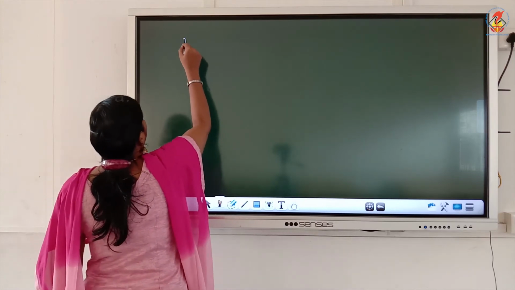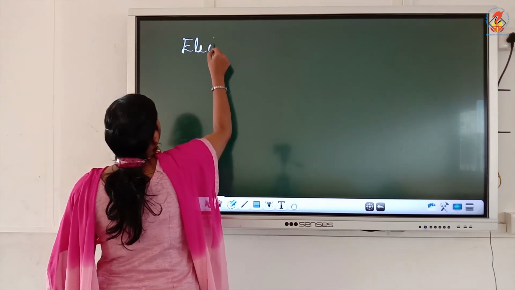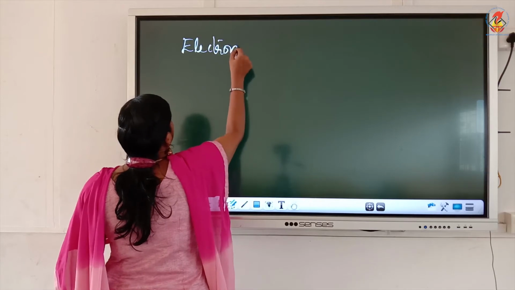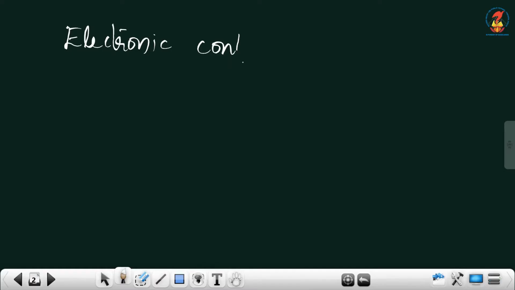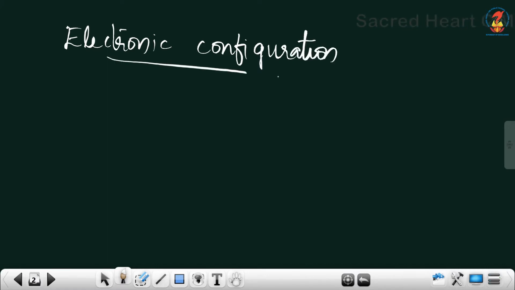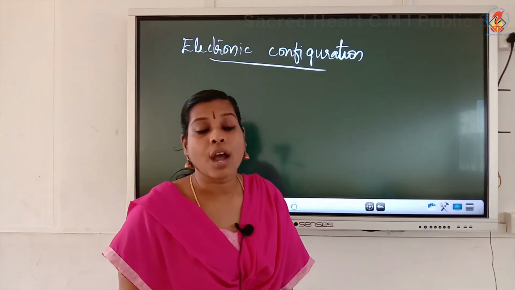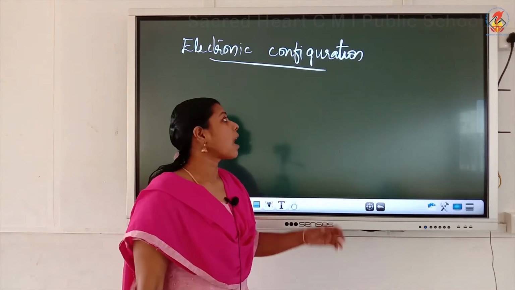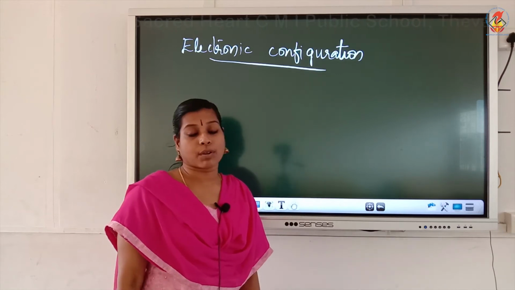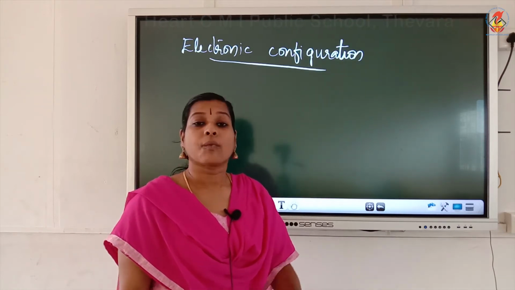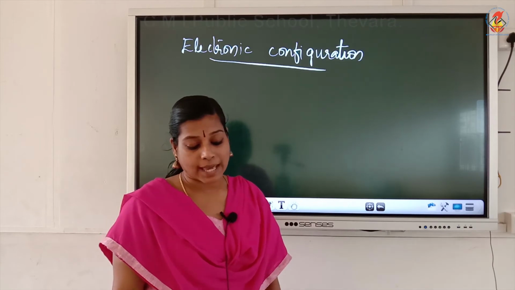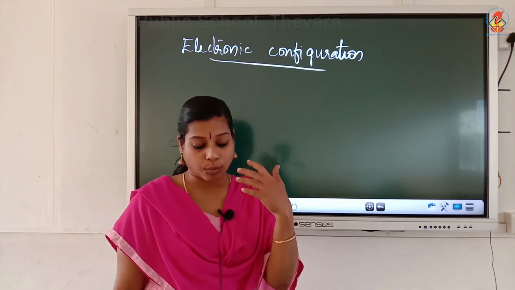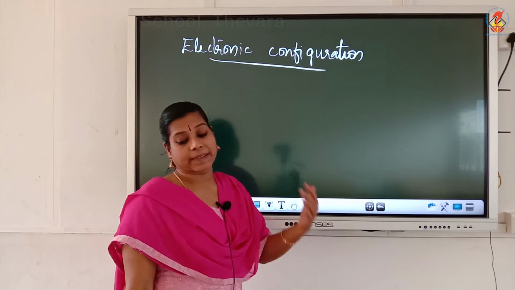The distribution of electrons in different shells is known as electronic configuration. So, how are these electrons distributed in different shells? For that, certain rules are there, and according to those rules, we have to fill the electrons.